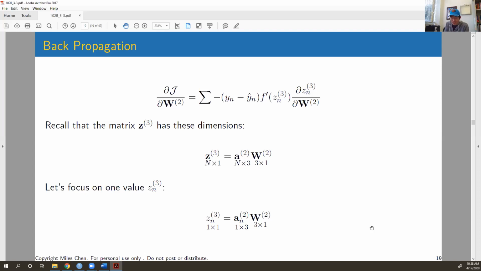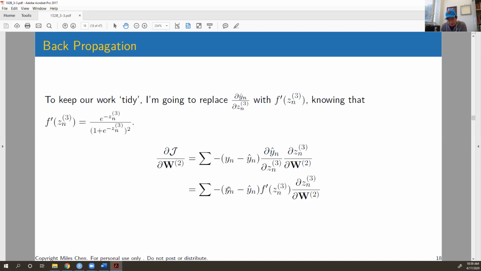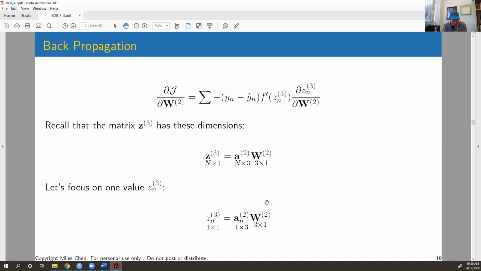All right, so this is where stuff gets maybe a little unusual. Everything we've just been dealing with is one particular instance. So far we've been dealing with one value y sub n, one value y hat sub n, and one value z sub n. We have to remember though that there's a z matrix, and the z matrix is an n by 1 matrix, right? Because we've got one node in that third output layer. So z3 is technically an n by 1 matrix, right?